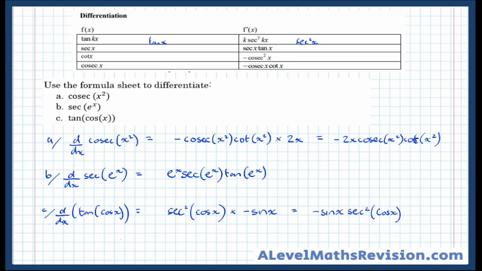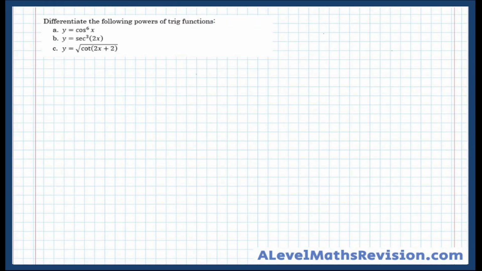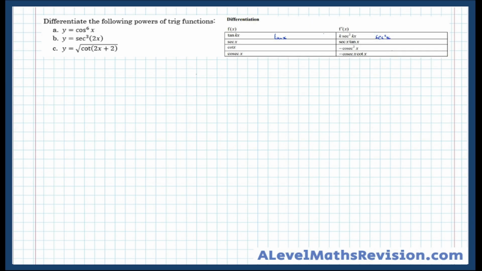So there's one more extra layer to this that we can add, and that's differentiating powers of trig functions. And here is an example of what I actually mean by that. So differentiate the following powers of trig functions. So y equals cos to the 6x we'll start with. Now, in these types of question, the formula sheet is always your best friend. So I'm just going to put it up there to refer to. So differentiating the following powers of trig functions, part A.